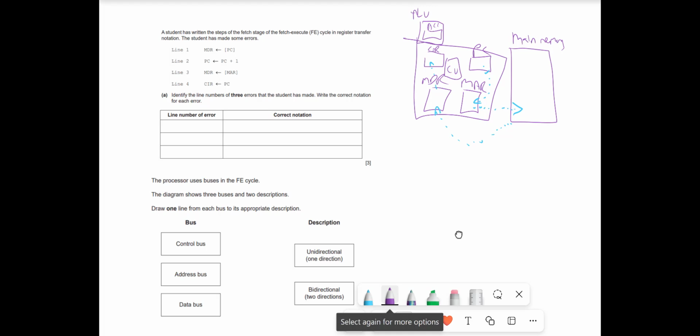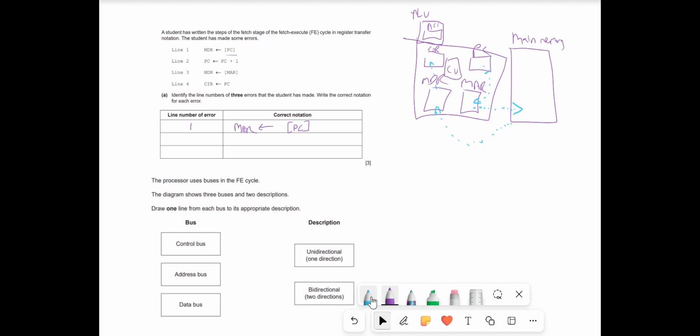Okay, so let's have a look at our transfer notation. This is saying program counter, put it into the MDR. That is not what happens. So line error 1 is incorrect. It should be program counter going to MAR.